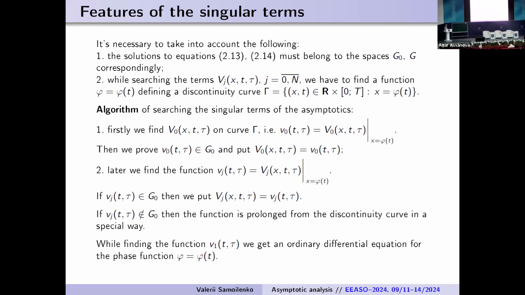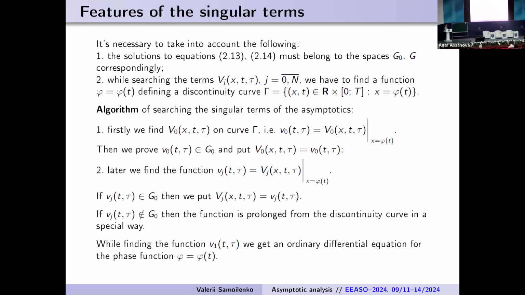The second remark is the following: we seek the unknown function in the following way. First of all, we suppose that the phase function is known. Later, we consider the unknown function over this curve of discontinuity. And later, we deduce the equation for this function v sub v from t and tau over discontinuity terms. Later, we analyze this equation.